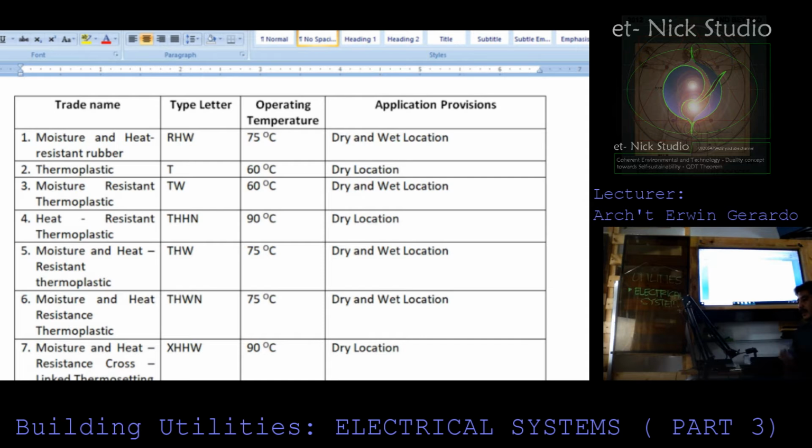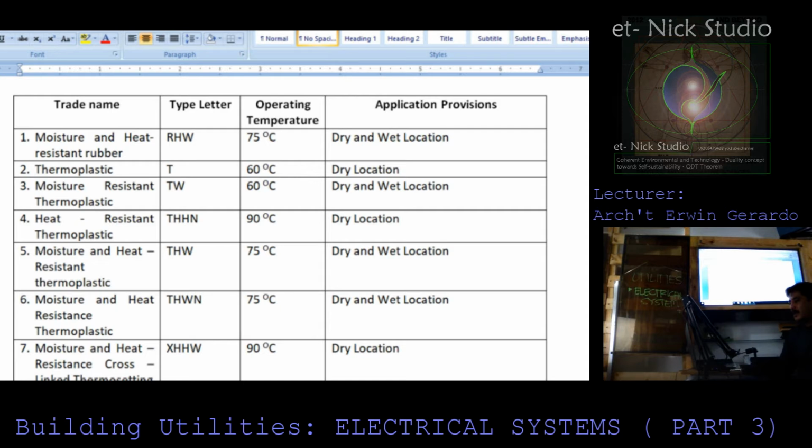Let us discuss the different trade names and the letter type and its operating temperature, as well as the application provisions. Number one is the moisture and heat resistant rubber. Its abbreviation is RHW, having 75 degrees Celsius. So it is applied in dry and wet locations.